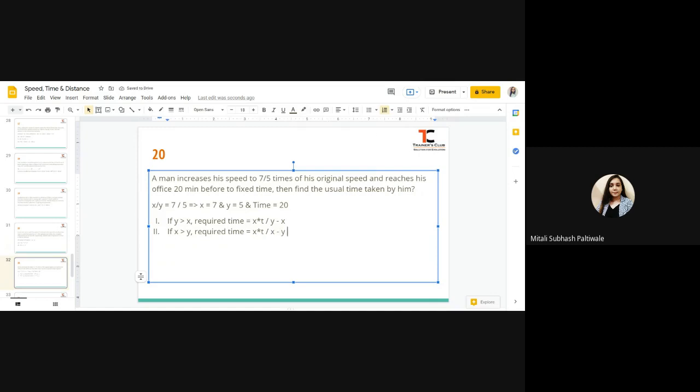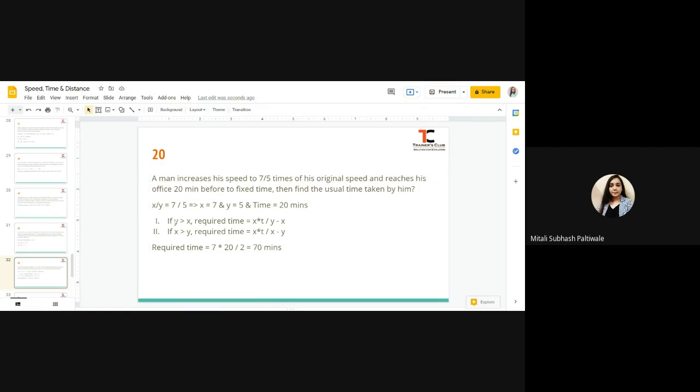So in this case, what is there? Is x greater or y greater? x is greater, so I'll just do this case. Required time is equal to x into t by x minus y, which is 7 into 20 by 2. So here it will be 70 minutes. Time taken by him would be 70 minutes because this time is in minutes, so the time will be in minutes only. We are not converting anything.